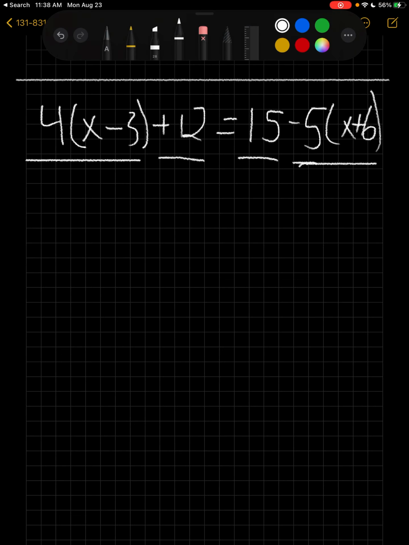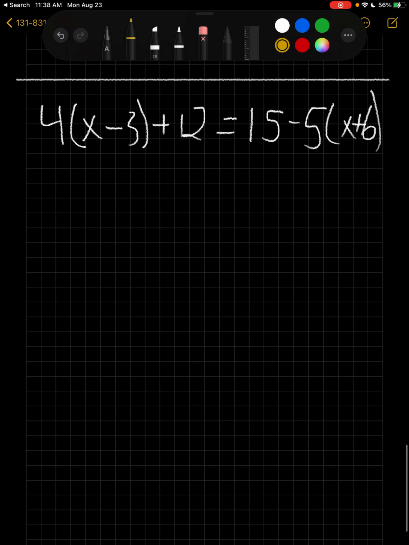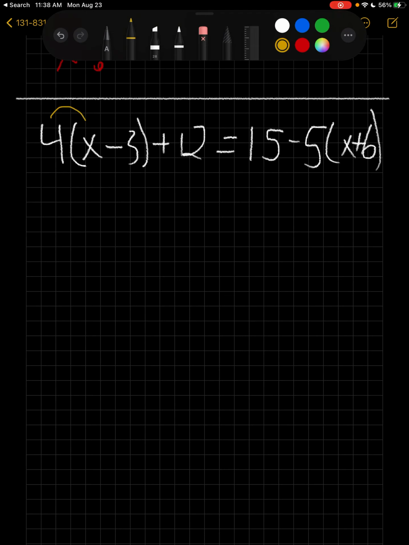So here we have some parentheses to deal with, and as long as we stick close to our order of operations, we should be okay. So the first thing I'm going to do is use my distributive property here and multiply. Instead of taking 4 times this entire thing, I'm going to break it down and say 4 times x minus 3 times 4 plus 12 is equal to, and then I'm going to do the same on this side.